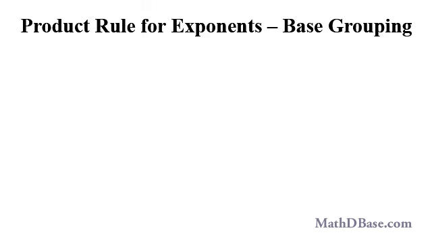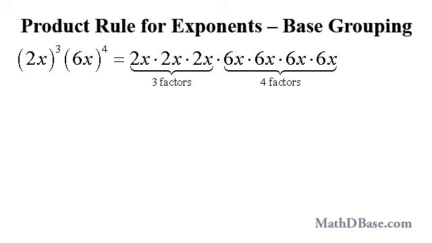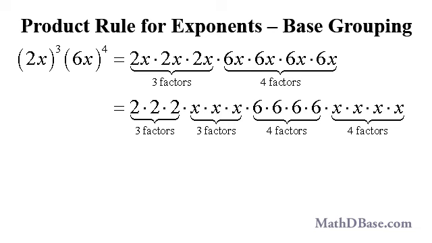Now, let's compare that result with this next problem using the same numbers arranged differently. Multiply (2x) cubed by (6x) to the 4th. (2x) cubed is the same as 2x times 2x times 2x, or 2 times 2 times 2 times x cubed, or 8x cubed, where 2x is the base and 3 is the exponent.